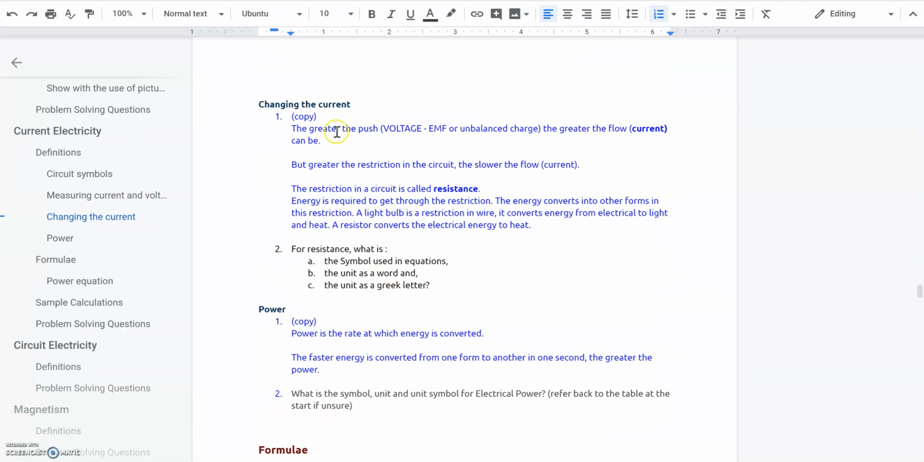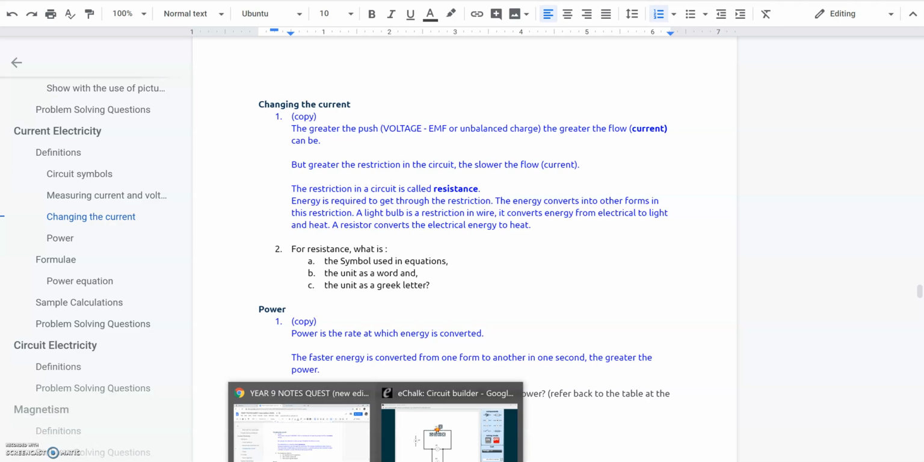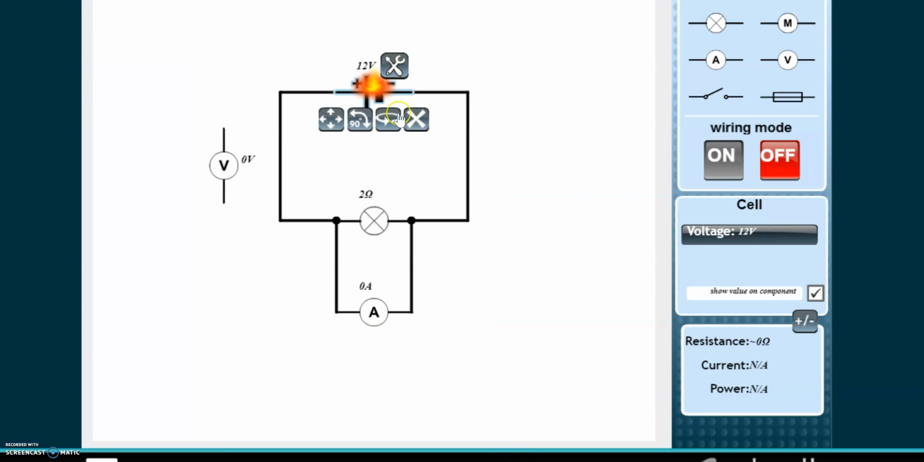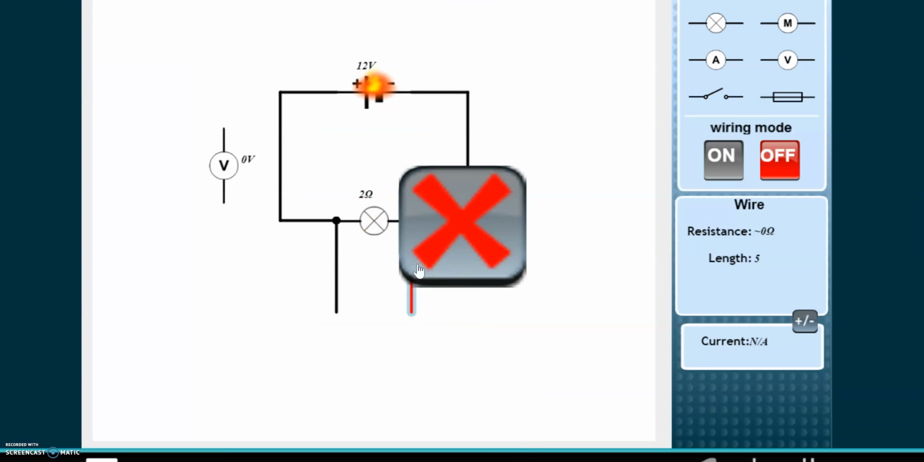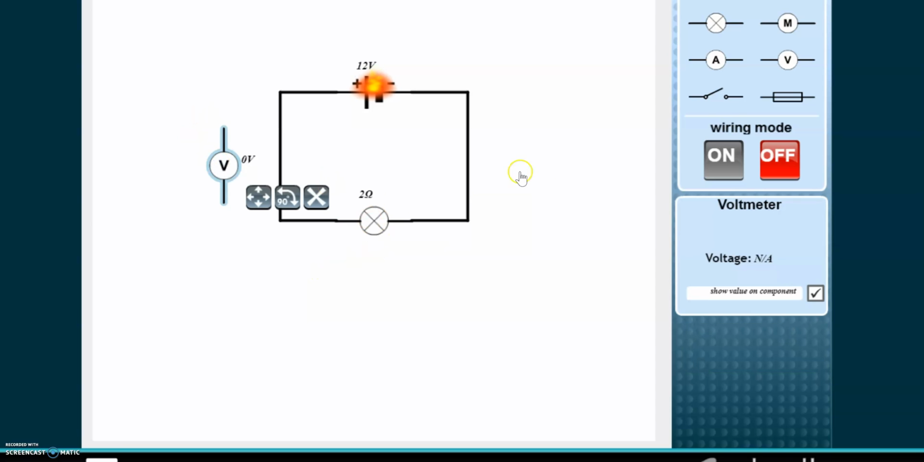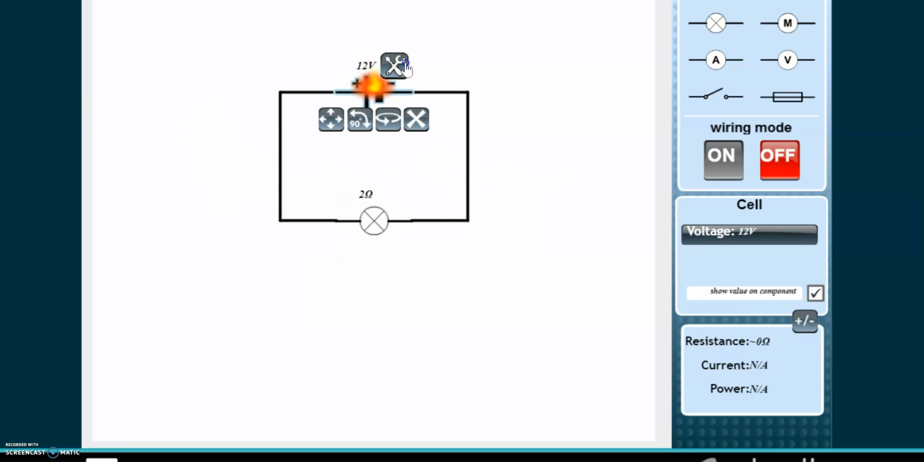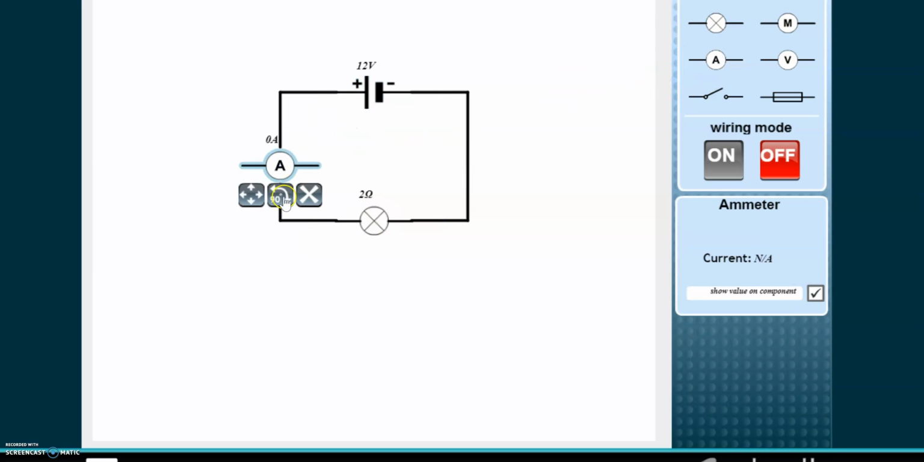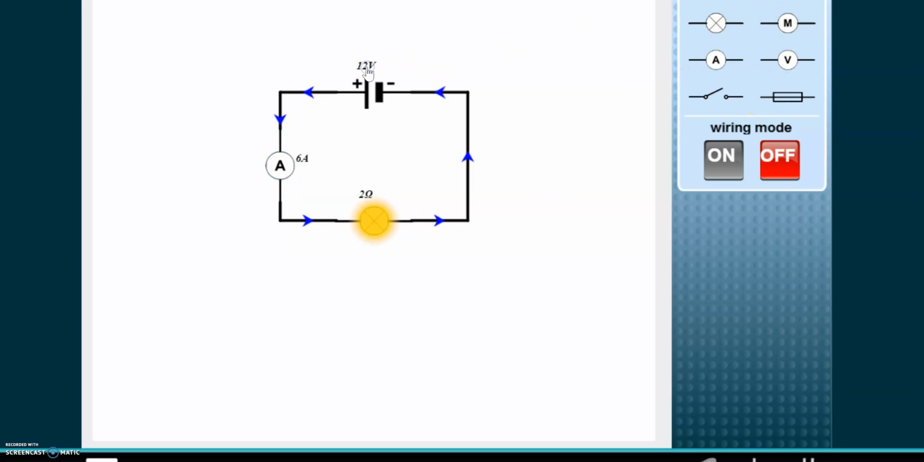Then you've got a section on changing the current, which talks about what effect different things have on the flow of current. And we can see that if we go back to our animation here. Let's get rid of these and the wires and just have a nice simple circuit like this. I'm now going to fix this and the bulb lights up. Now, how can we affect the current? Let's put an ammeter in there. How can we produce more current? Well, one way we could do this is by increasing the voltage here.